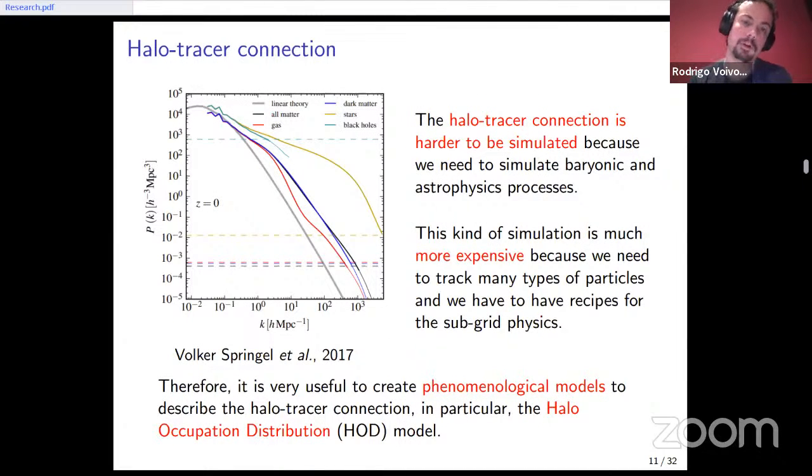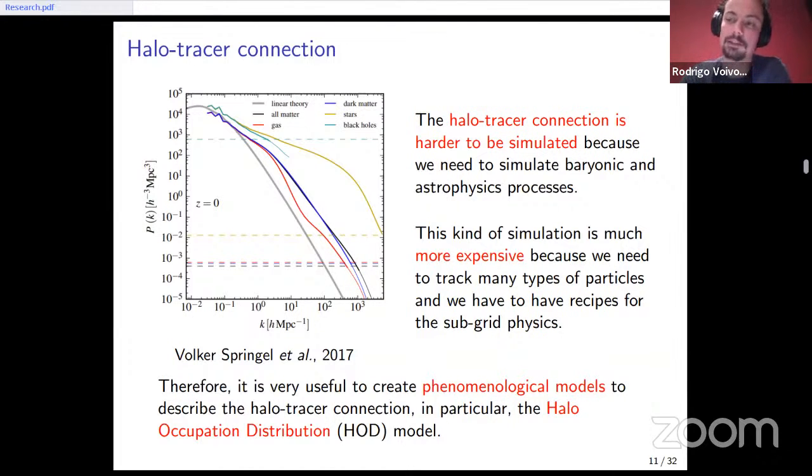So the main problem is to understand the halo-galaxy or halo-tracer connection, okay? The first problem in understanding the halo-tracer connection is that it's really, really hard to simulate the whole universe with baryons and stars and black holes and everything. For example, we have some simulations like IllustrisTNG and others. Here is an example of the power spectrum coming from IllustrisTNG 300 for different types of matter. Okay, so we see that we have many types of matter.